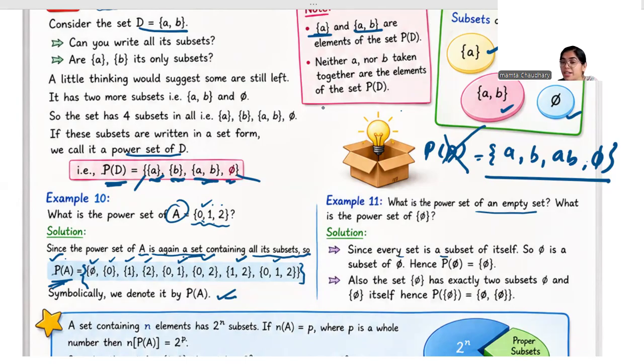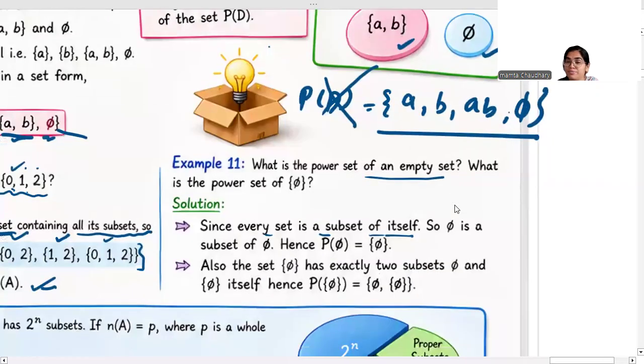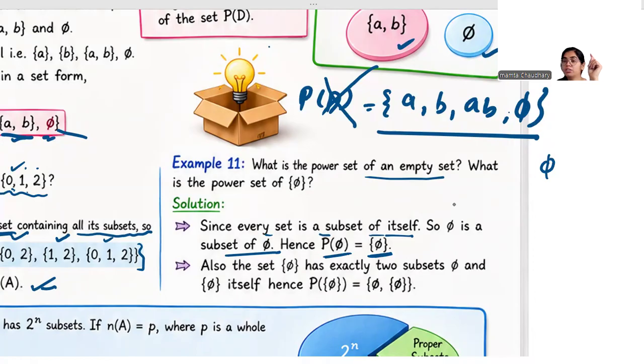So since every set is a subset of itself, what is the subset of {∅}? {∅} itself. So the power set of {∅} will be {∅}... In the bracket. Now again, this ∅ and this {∅}, these two are different things. This ∅ denotes the empty set and this denotes a singleton set, that there is only one element which is ∅.